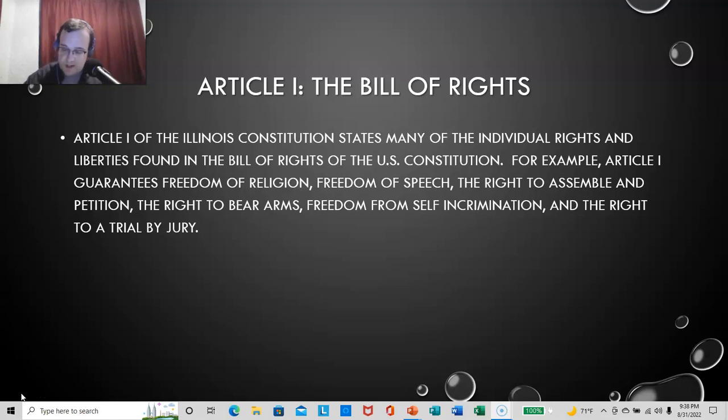No discrimination against the handicapped, no discrimination on the basis of sex. The U.S. Constitution doesn't protect specific groups like that. Section 24, rights retained: the enumeration in this Constitution of certain rights shall not be construed to deny or disparage others retained by the individual citizens of the state. Now, that should be very familiar to you because that is lifted almost word for word from a certain amendment in the U.S. Constitution.